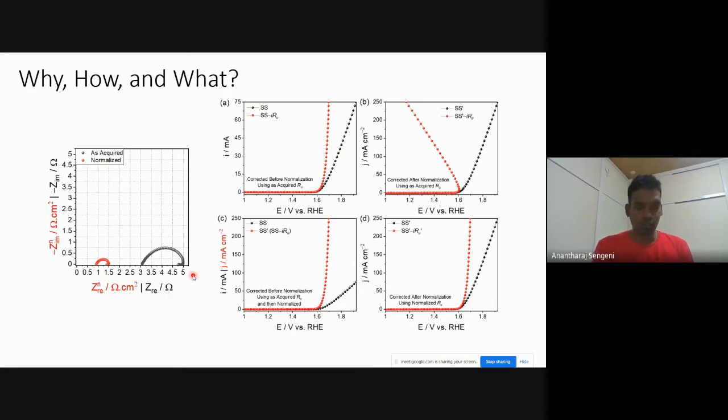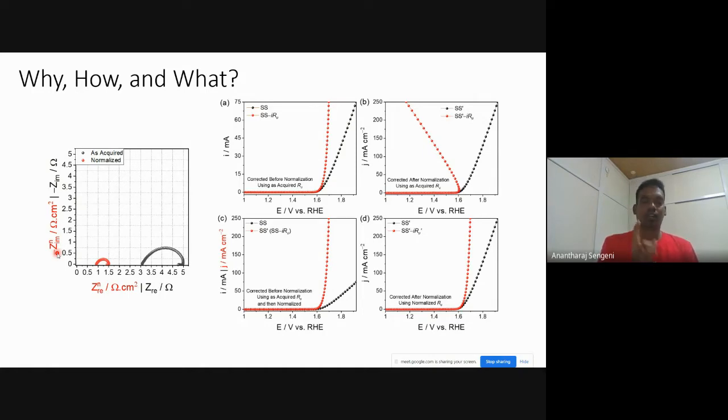Okay, so what we usually plot in all electrocatalytic experiments is the as-acquired impedance value against the negative of the imaginary impedance value. So this is what we usually use, but this is the one which is normalized by the electrode area.